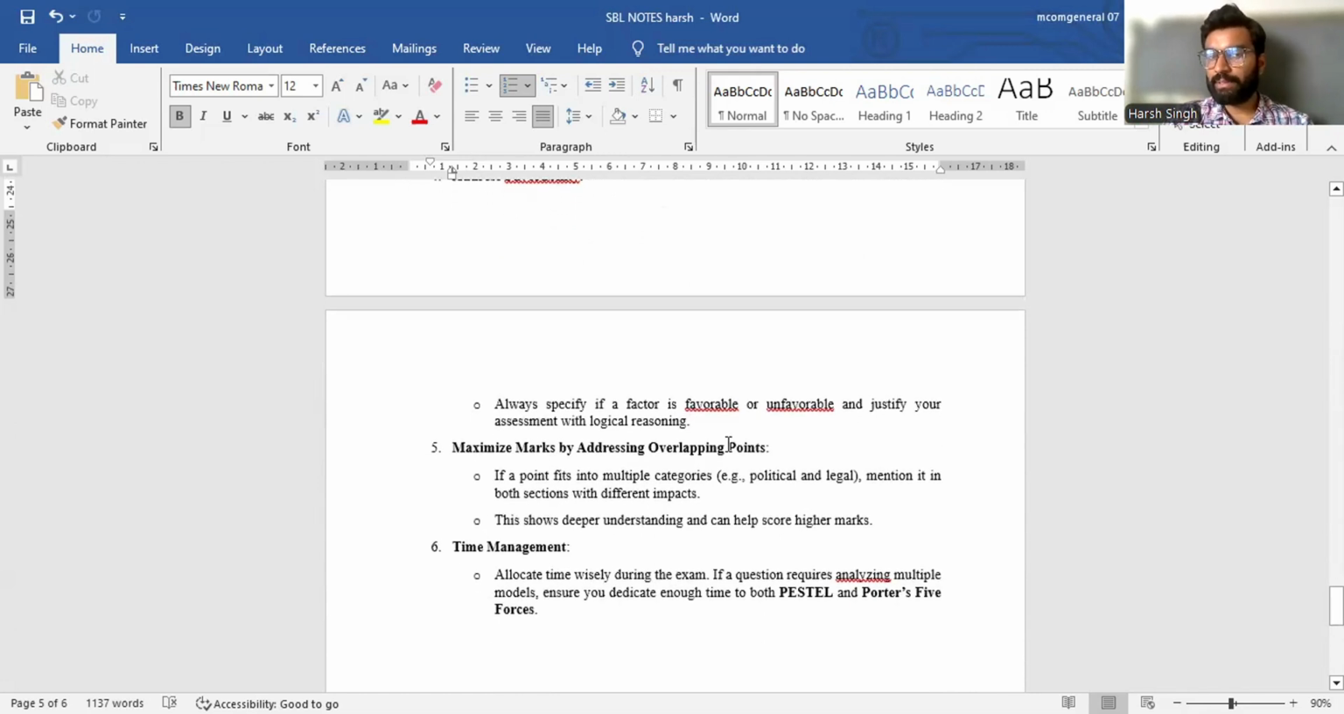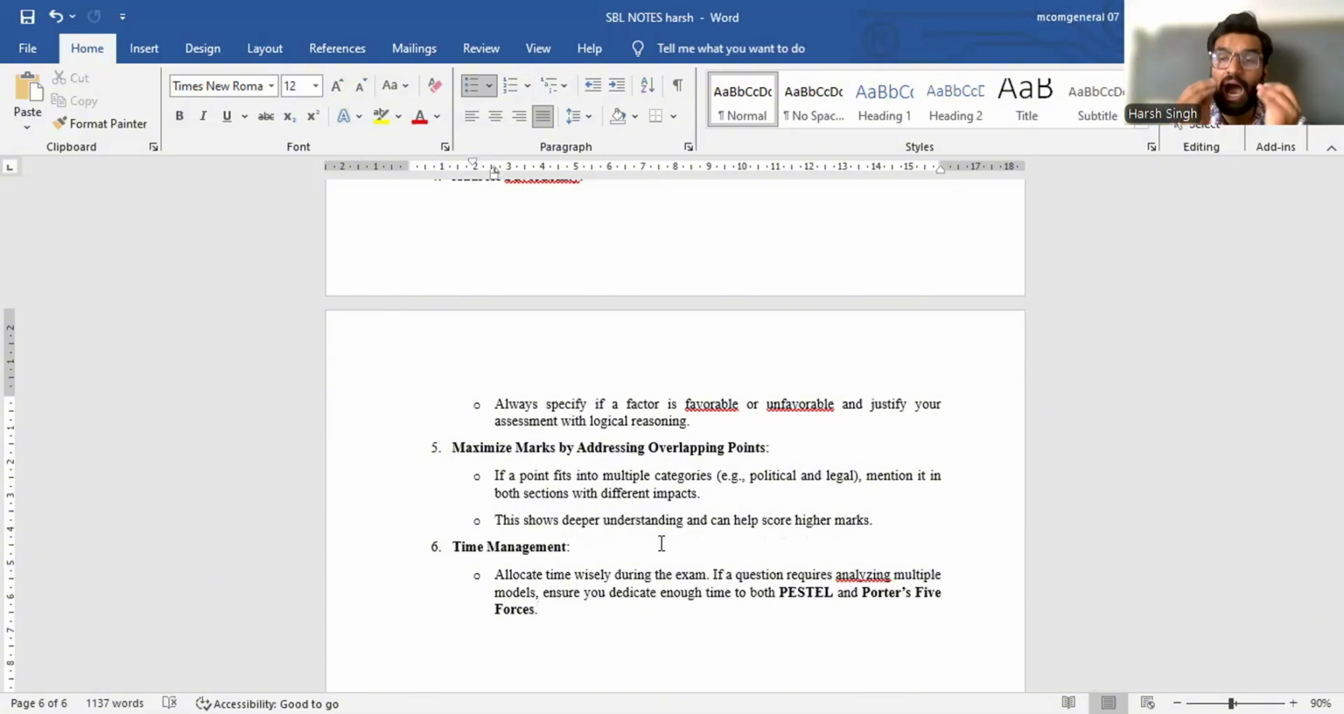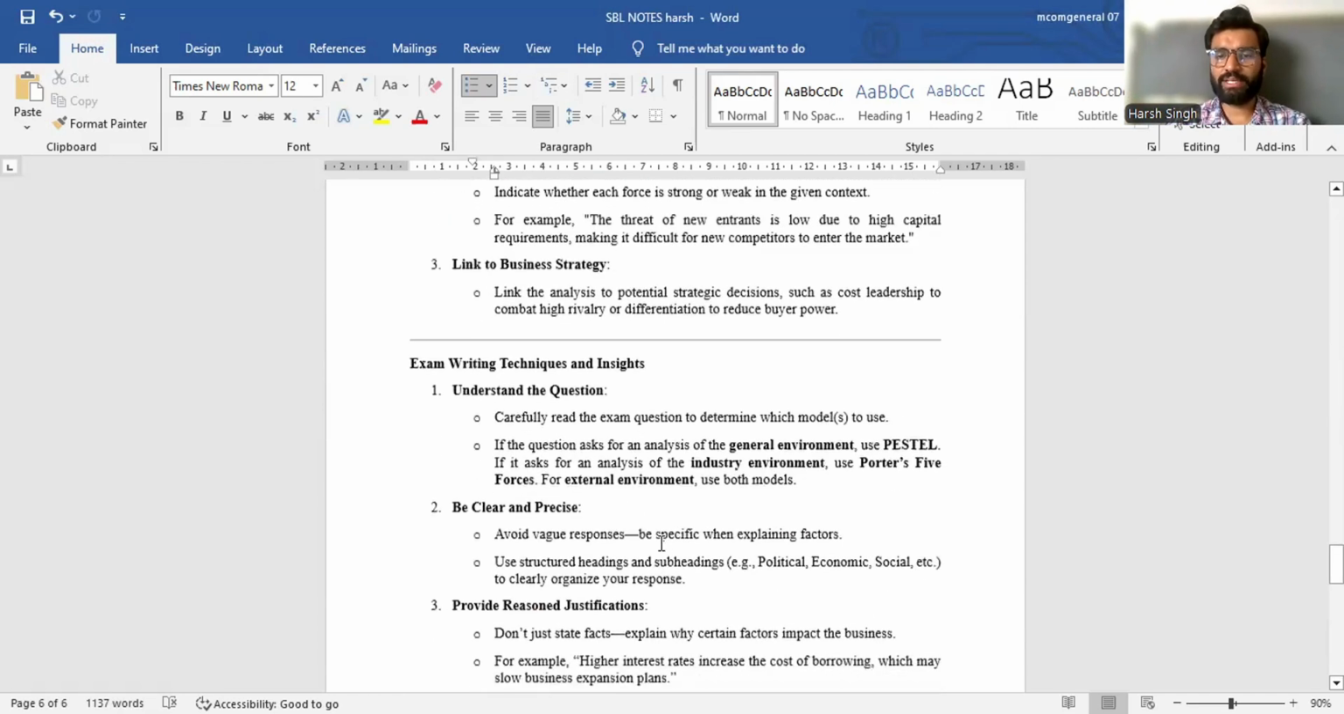Maximize marks by overlapping points. If a point fits into multiple categories in both sections with different impacts, use it. But show the different impacts, which is actually very important. Allocate time wisely during the exam. If a question requires analyzing multiple models, ensure you dedicate enough time to both PESTLE and Porter 5 forces. Now, I hope all these things regarding Porter and PESTLE are clear to all of you, everyone. I don't think that there will be any question regarding Porter or PESTLE right now.